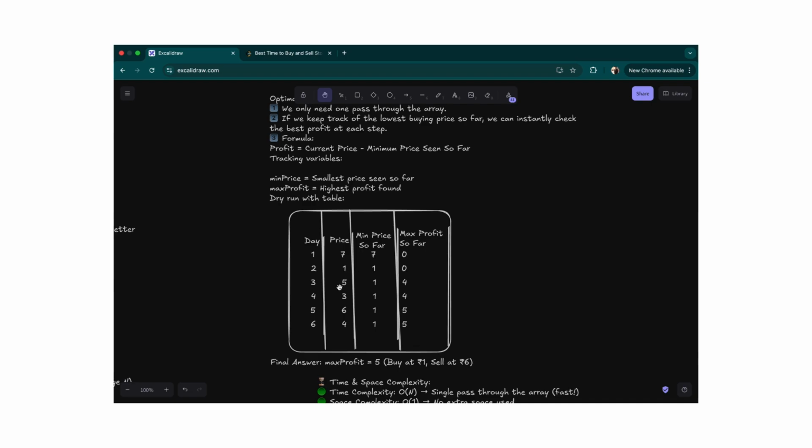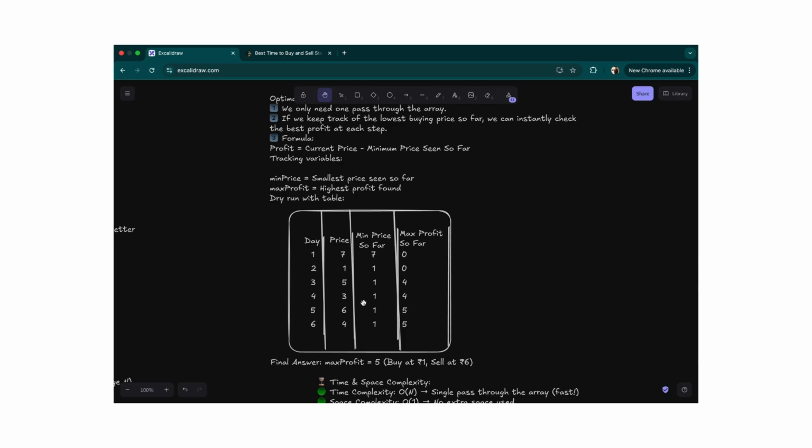On the third day, the price[i] is 5 and the lowest price so far is 1, as we found in the previous step. We calculate the profit, which is 5 minus 1, and it gives us 4. So the maximum profit will be updated to 4. Similarly, on day 4, the price[i] is 3 and the lowest price so far is 1, and the profit is 3 minus 1, which is 2, and the maximum profit, which was 4, will remain the same as 2 is smaller than 4.